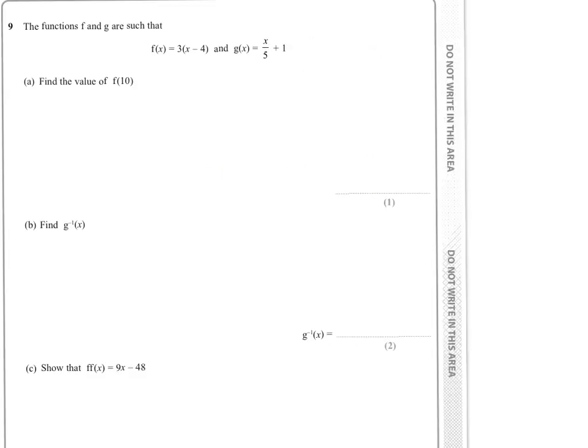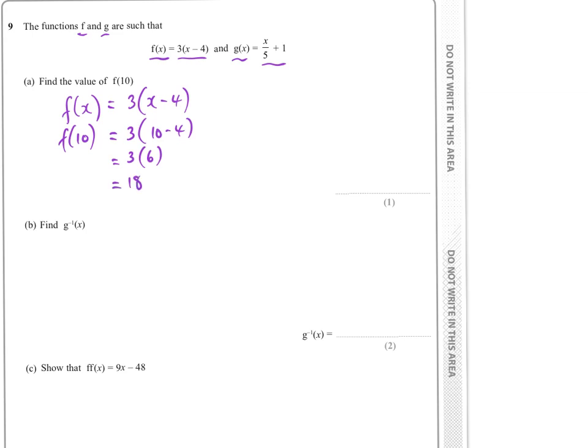Question 9. The functions f and g are such that f of x is 3 lots of x minus 4 and g of x is a fifth of x plus 1. And we've got to work out f of 10. Well, if f of x is 3 lots of x minus 4, then f of 10, we just replace x with 10, use our BIDMAS or calculator if you wish, and we'd get the answer 18.